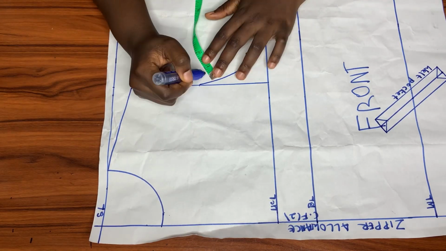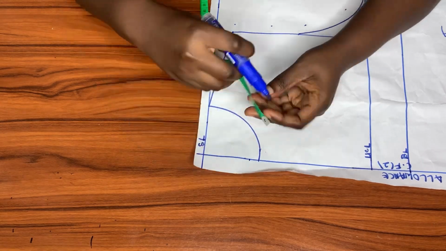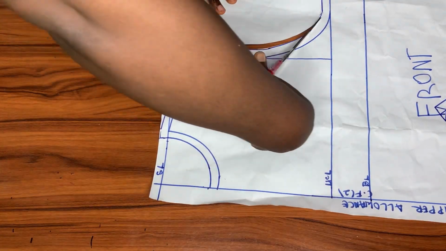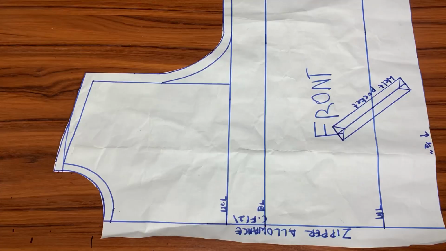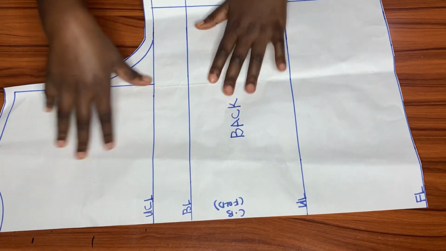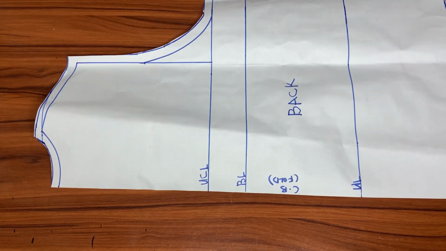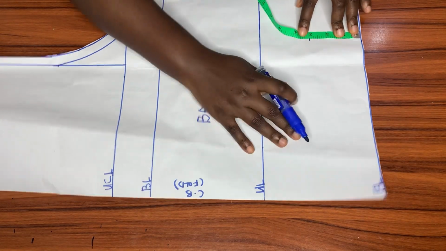So once I'm done with the band, I'll go ahead to add my seam allowance along the armhole, the shoulder slope, and the neckline. And I'll be using half an inch seam allowance for these parts. After connecting the seam allowances, I'll go ahead to cut along those lines. And that's it for the front pattern. I added the same seam allowance to the back pattern as well. And now I'll move on to create the band for the back. So the width of the band will be the same as the front.